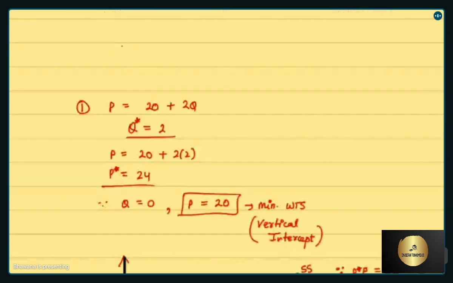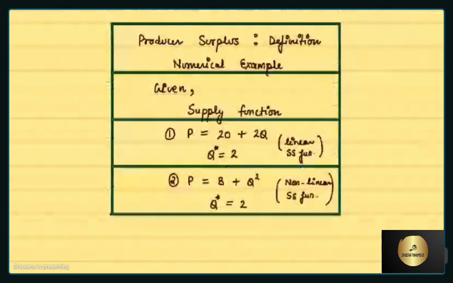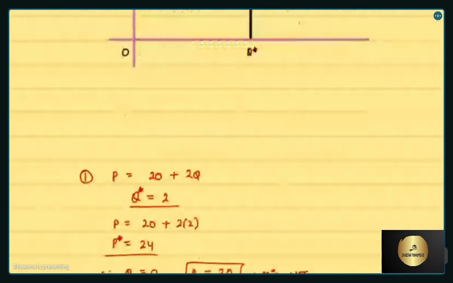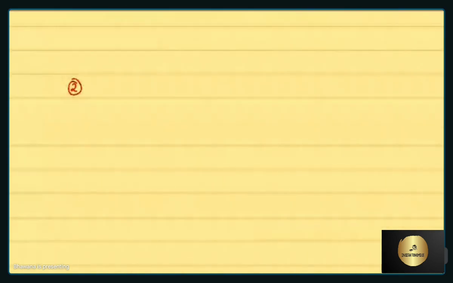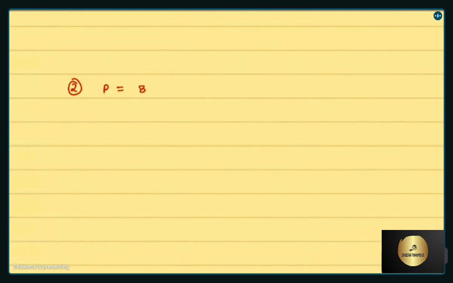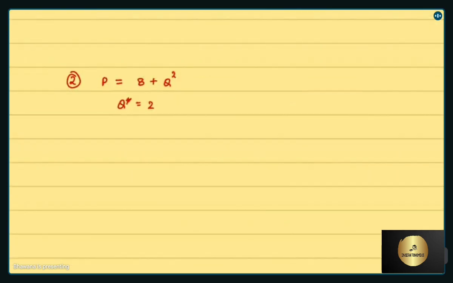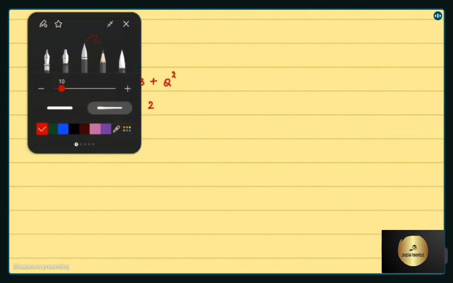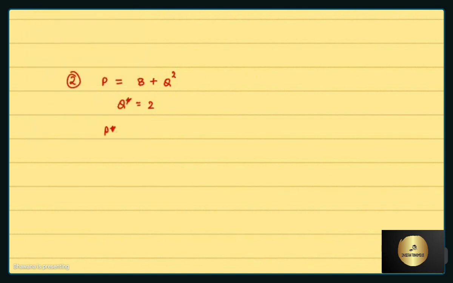Now we will have a second function, which is P equals 8 plus Q square, where Q star is already given as 2. Now you have to find the producer surplus. So first put Q equals 2 to get a P star. So it will be 8 plus 4, 12. So your P star will be 12.